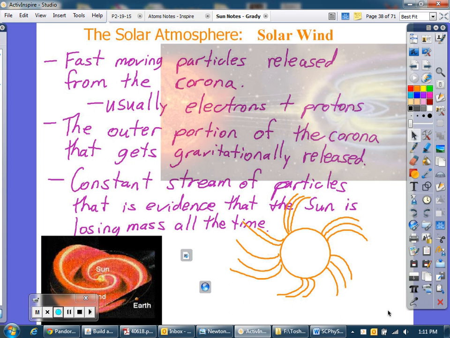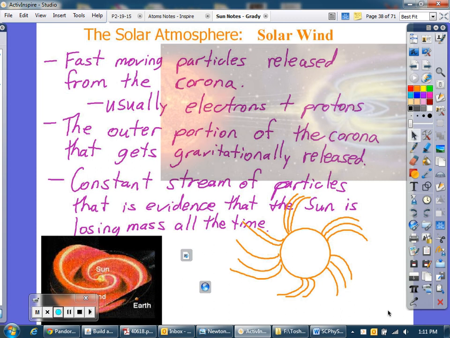When corona particles are gravitationally released from the sun, or no longer bound to the sun, these are kind of whooshed away, if you will, in a process known as the solar wind. It's basically a stream of particles, mainly electrons and protons. They tend to be high energy because they're ionized because they're so hot.